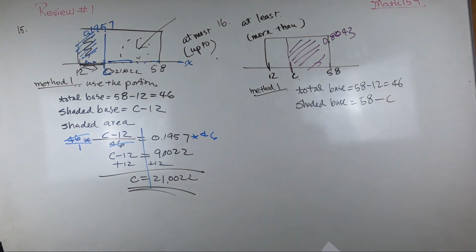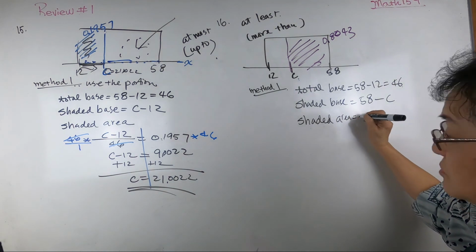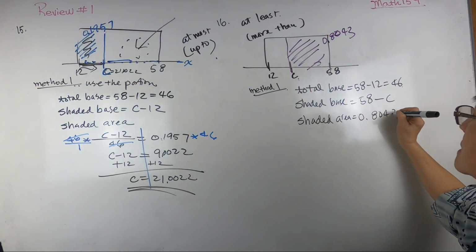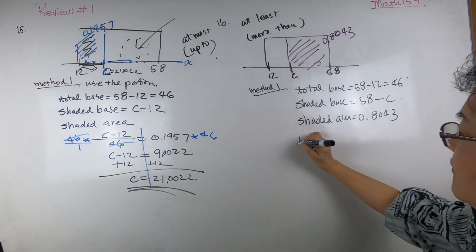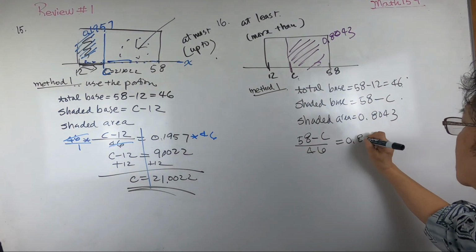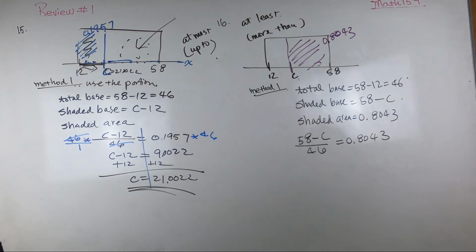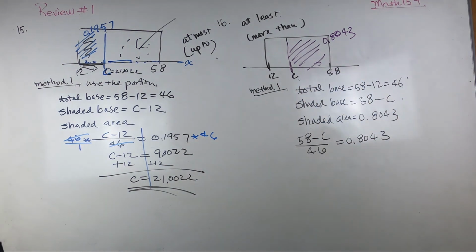Okay? Then shaded area is what? 0.8043. So the portion will be what? Shaded over total. 58 minus C over 46 equals 0.8043. Okay? It says at least. So we are talking about at least, beyond the C, more than C, is this portion.